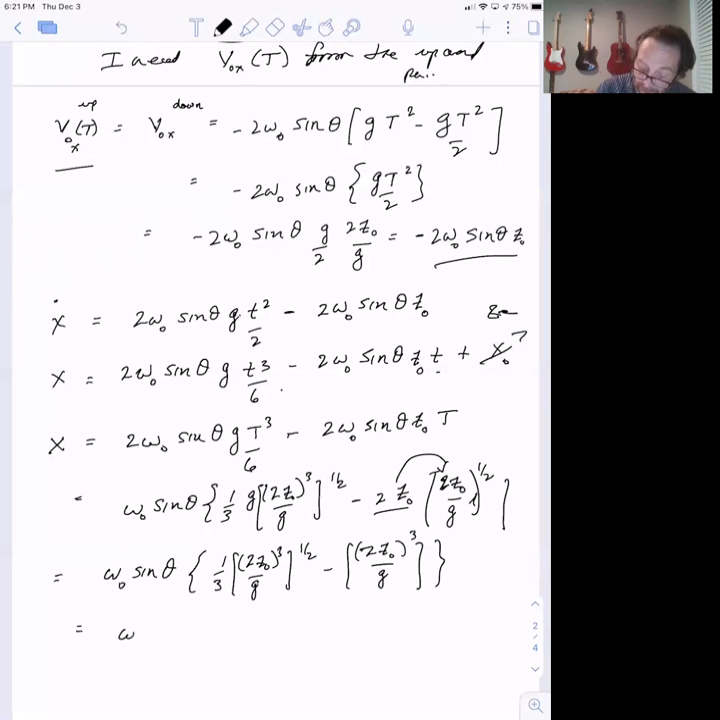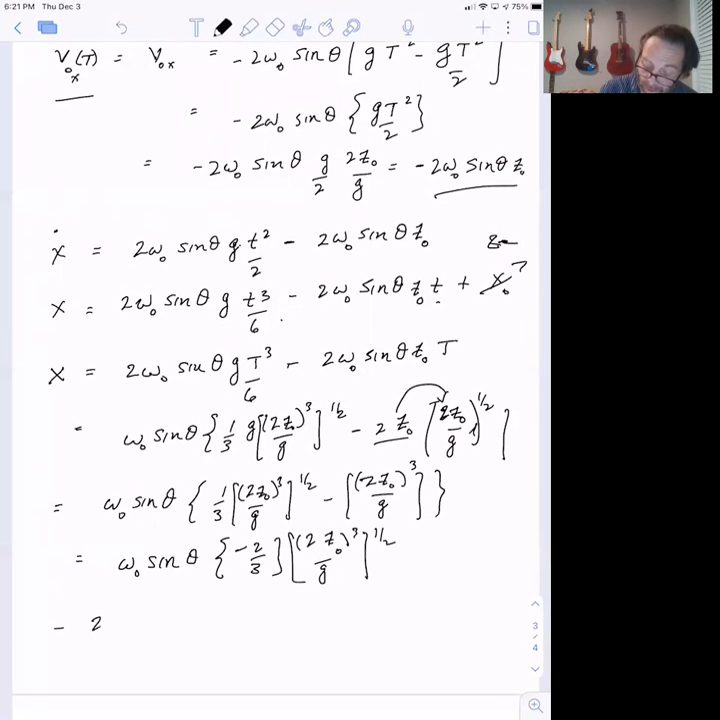And this is then omega naught sine theta, 1/3 minus 1, which is minus 2/3, all that business, 2 z naught cubed over g, power 1/2. The rest of this, of course, is now minus 2/3 omega naught sine theta. How about them apples? 2 z naught cubed over g. So that's minus 2 x drop.